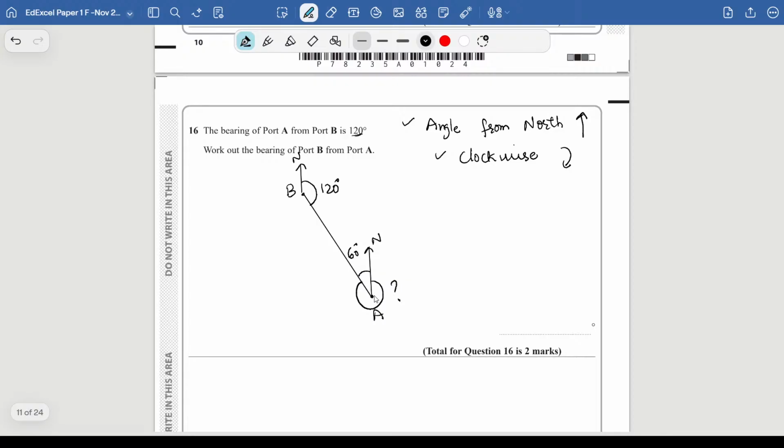So if this is 60, what is the remaining angle? Because that's the total angle at a point, they add up to 360. So 360 take away 60 gives you 300 degrees. So the answer is 300 degrees.